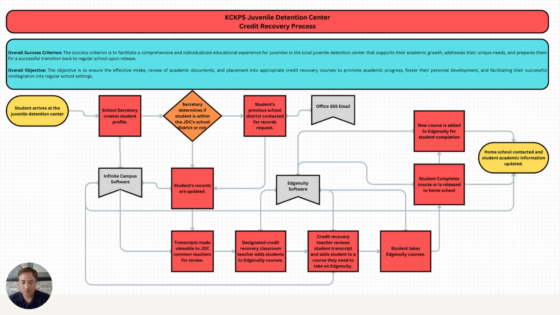Student takes Edgenuity courses, and then you go up. A student completes course or is released to homeschool. New course is added to Edgenuity for student completion. And then eventually, homeschool is contacted and student academic information is updated. Now, this is not specifically aligned for the 12 steps, but if you look at this whole student recovery process, you'll see how it lines up with the whole 12-step program in a different format.